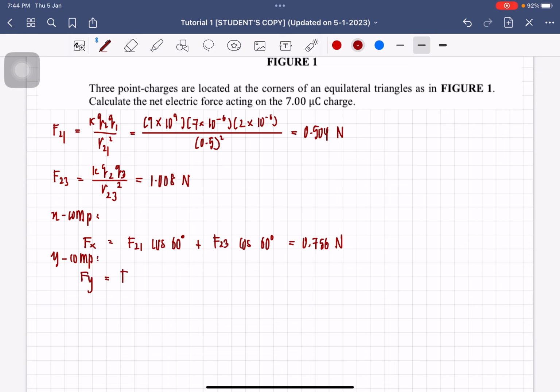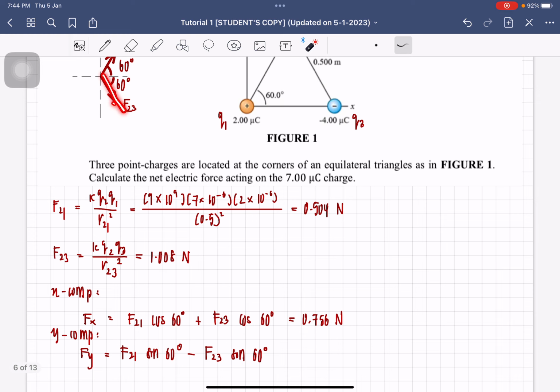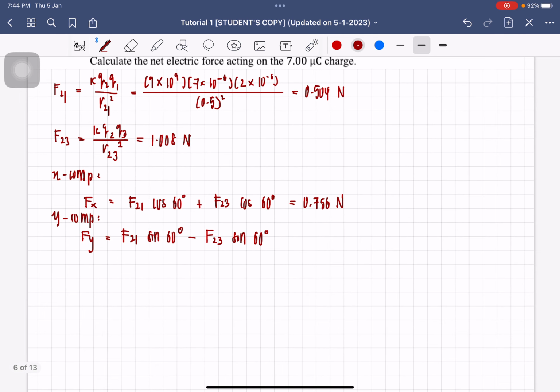And then for the y component, Fy is equal to F21 sine 60 degree minus F23 sine 60 degree. So why is it minus? It's because this bit here is pointing downwards for its y component. So that will give you negative 0.436 Newton.